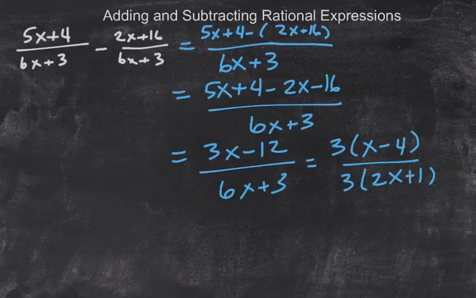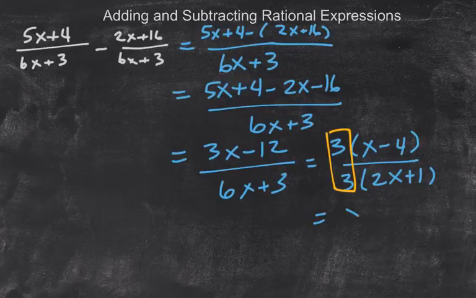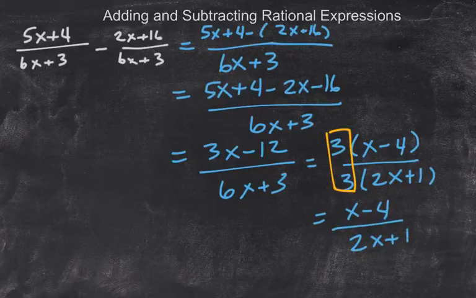I just noticed in the numerator that 3 was a common factor for 3x and negative 12, and 3 was also a common factor for 6x and 3 in the denominator. So I'm seeing a giant 1 here, which I can cancel because multiplying by 1 leaves the value the same. So this is equivalent to x minus 4 over 2x plus 1.